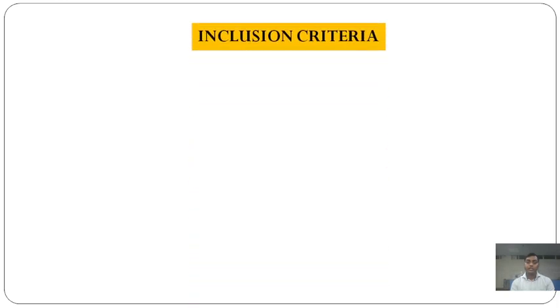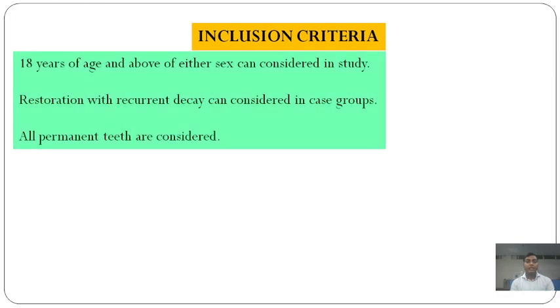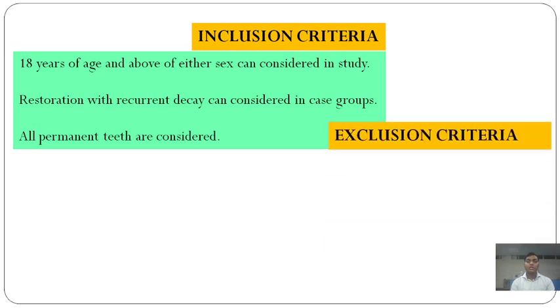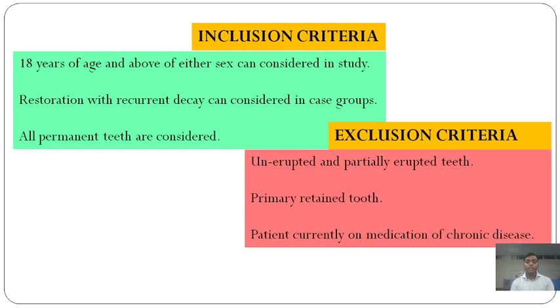Inclusion and exclusion criteria. Inclusion criteria: adults 18 years of age and above, of either sex, were considered in the study. Restorations with recurrent decay were considered in the case group. All permanent teeth were considered. In the exclusion criteria, unerupted and partially erupted teeth were excluded. Primary retained teeth and patients currently on medication for chronic disease were also excluded from the study.